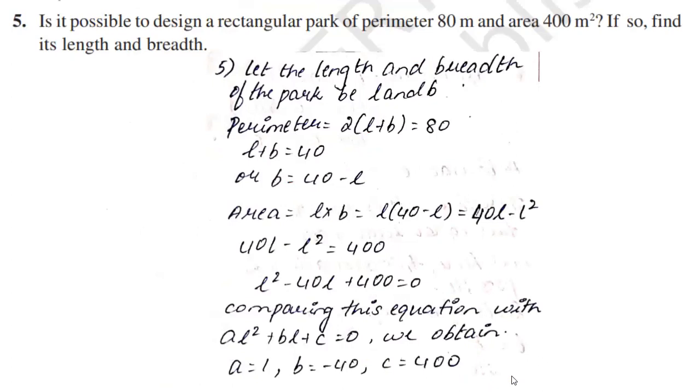Is it possible to design a rectangular park of perimeter 80 meters and area 40 meters square? If so, find the length and the breadth. Let the length be L and breadth be B. 2 into L plus B is equal to 80. So L plus B will be equal to 40. So B is equal to 40 minus L.